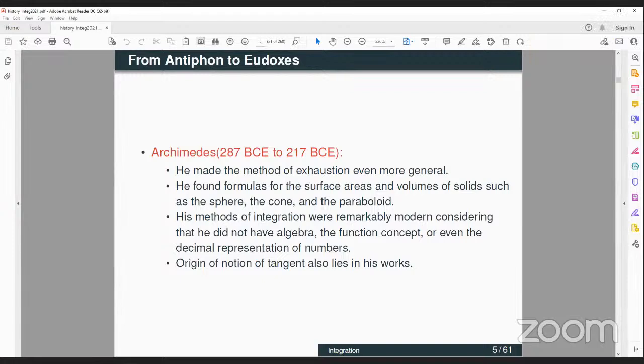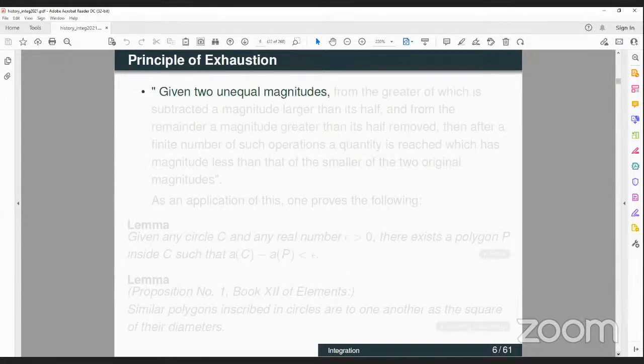let us come to what is this principle of exhaustion I have been talking about. Let me write, as I found in the books on math history: given two unequal magnitudes, you should think of them as numbers in modern times, but they did not have the concept of a number, so they treated only in terms of magnitudes. So given two unequal magnitudes, from the greater of which is subtracted a magnitude larger than its half. So you're given two magnitudes, and from one you remove something more than one half.